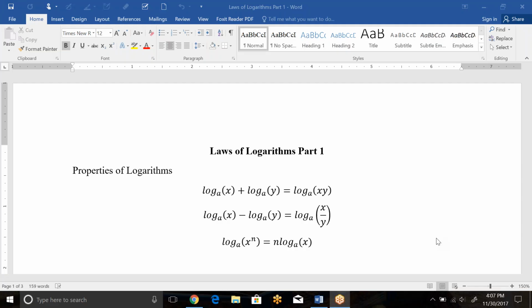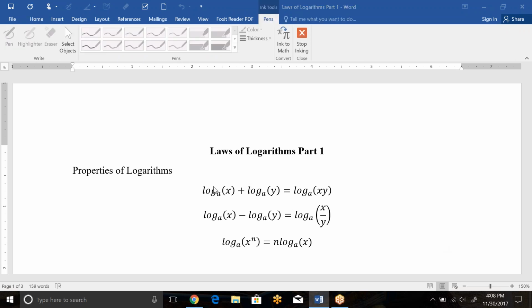All right, this is the Laws of Logarithms Part 1. This has to do with looking at the properties of our logarithms that are going to allow us to combine, condense, or expand an expression out. So we want to look at what they are and then practice how to use the condensing down to a single log and then expanding out to multiple logs. So that's what we're going to be focused on in this video.